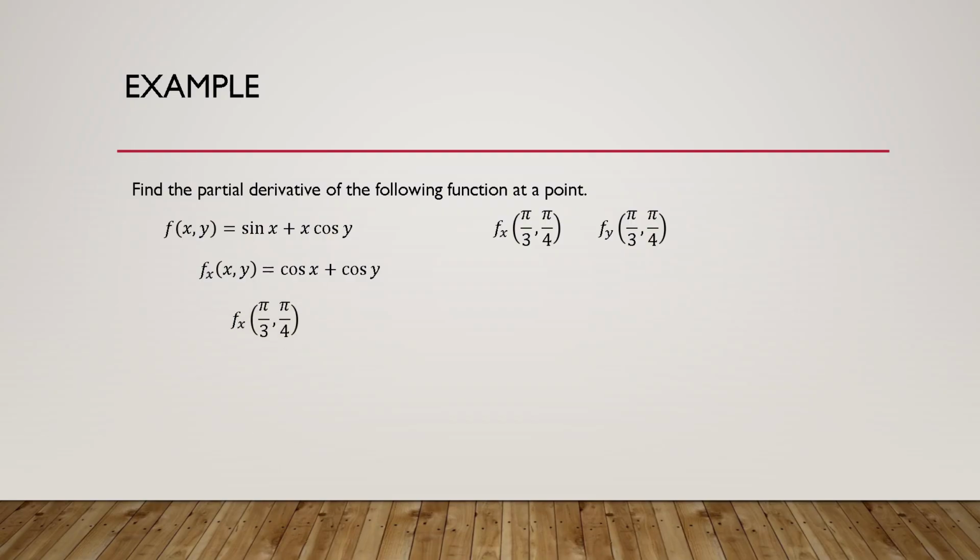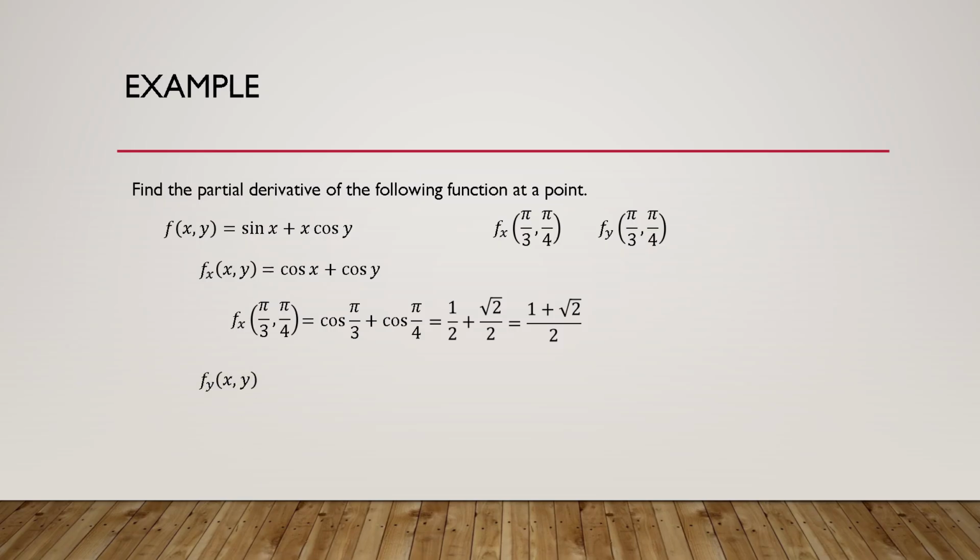This function at (π/3, π/4) equals cosine π/3 plus cosine π/4. Cosine π/3 equals 1/2, and cosine π/4 equals the square root of 2 over 2. This simplifies to 1/2 plus the square root of 2 over 2.